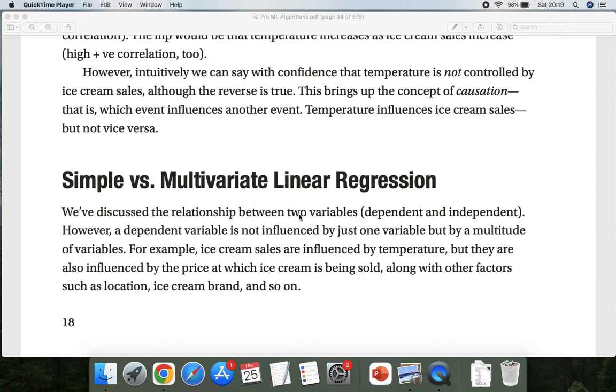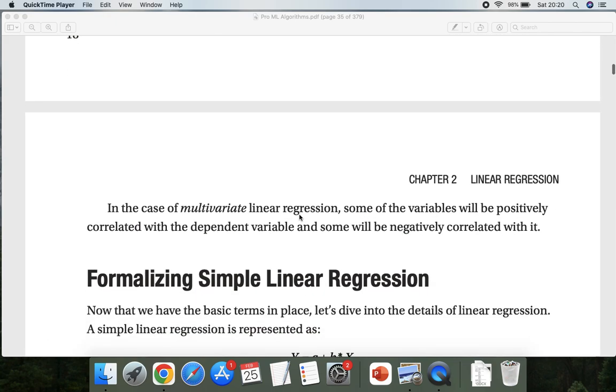Then simple and multivariate linear regression. If we are establishing a relationship between two variables, then it is simple linear regression. And if there are more than two variables, then we say that this is multivariate. Like in the example above, temperature is not the only thing that influences or affects the ice cream sales. There can also be the price of the ice cream, location and brand of the ice cream, and many other factors as well. So this is the difference between simple and multivariate linear regression.